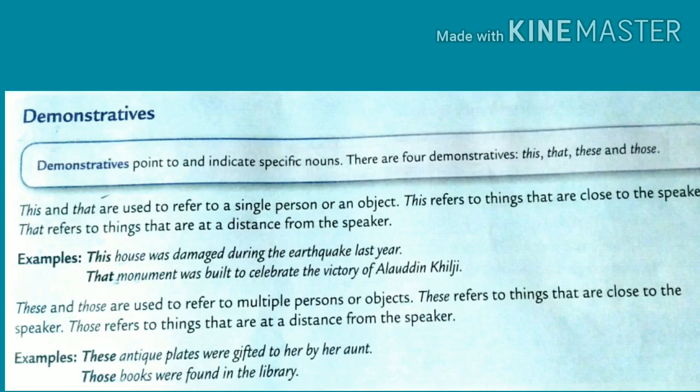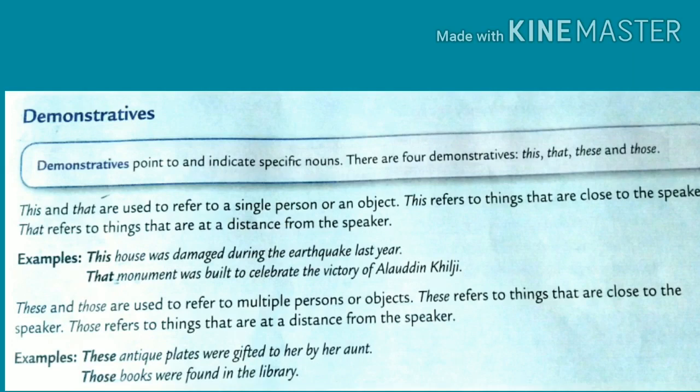We use that to refer to things that are at a distance from the speaker. If we have to point out a person or object that is far away from us, which is not close to us, then we can use the demonstrative that. To point out a nearer person or object, we use this. To point out a distant person or object, we use that.